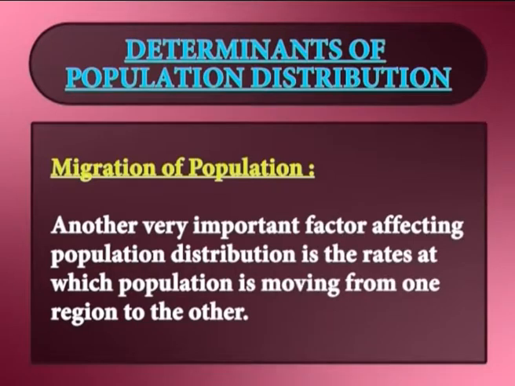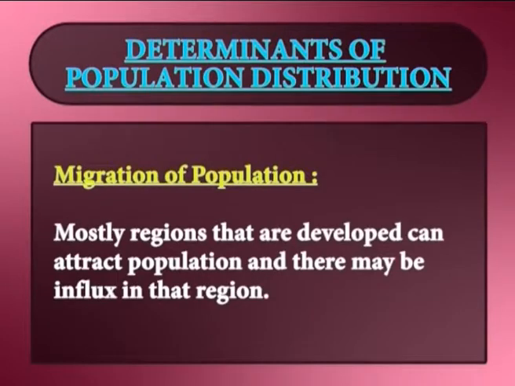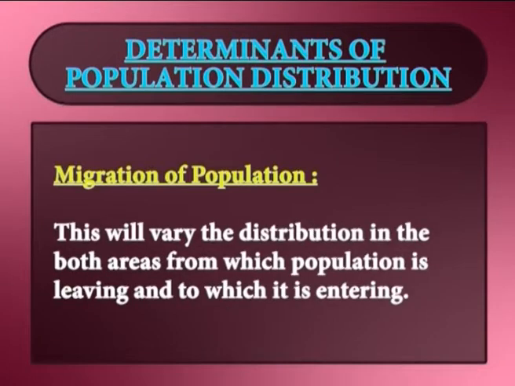Migration of population. Another very important factor affecting population distribution is the rate at which population is moving from one region to the other. Mostly regions that are developed can attract population and there may be an influx in that region. This will vary the distribution in both areas, from which population is leaving and to which it is entering.